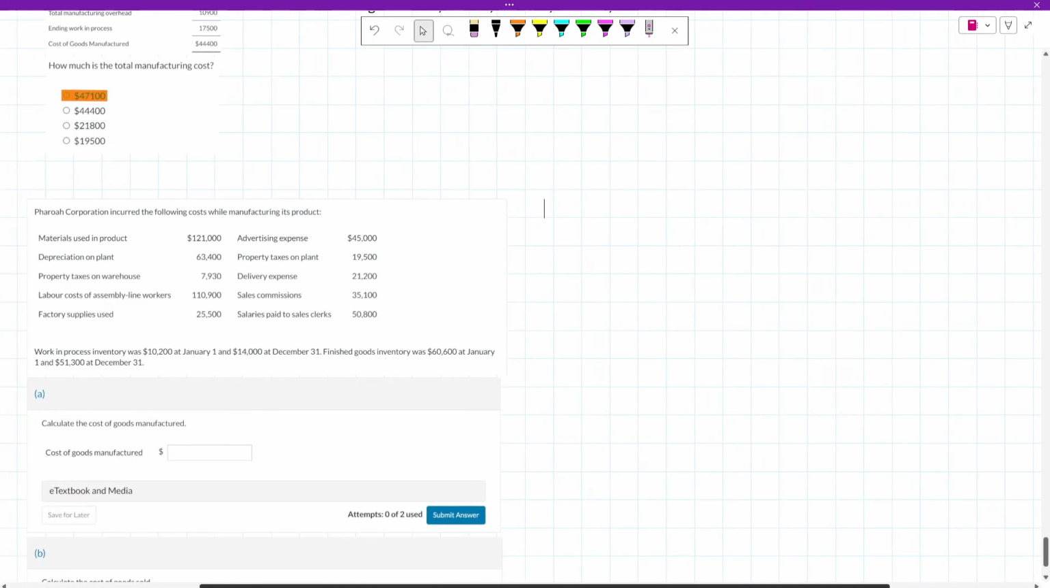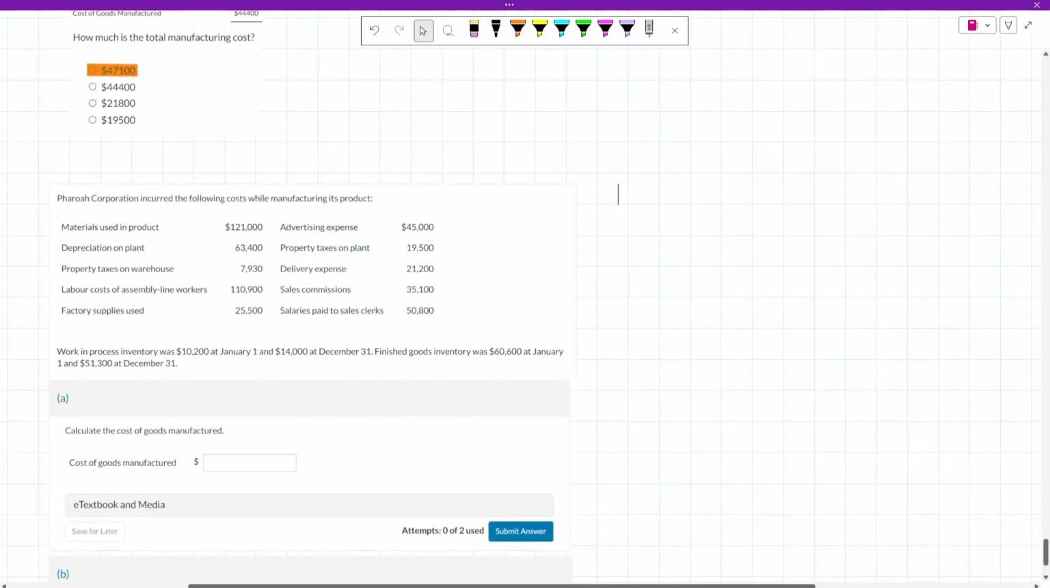All right, so this brings us to the second example. We have the Federal Corporation incurring the following costs while manufacturing its products. We have the materials used in product, depreciation on plant, property taxes on warehouse, labor cost of assembly line workers, factory supplies used, advertising expense, property taxes on plant, delivery expense, sales commissions, salaries paid to sales clerks.